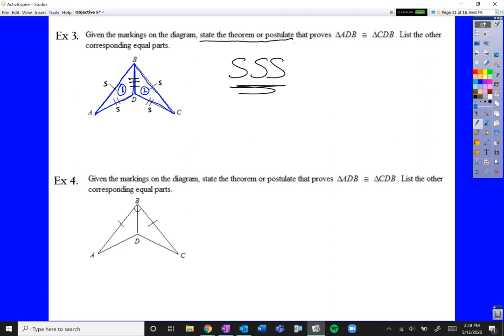Okay. Number 4, given the markings, prove that triangle ADB, which is this number 1 here, and CDB, same thing, this number 2 here. Okay, well, what do we have so far? Let me back that up. That wasn't very neat. There we go. C, D, B. That's the second triangle.